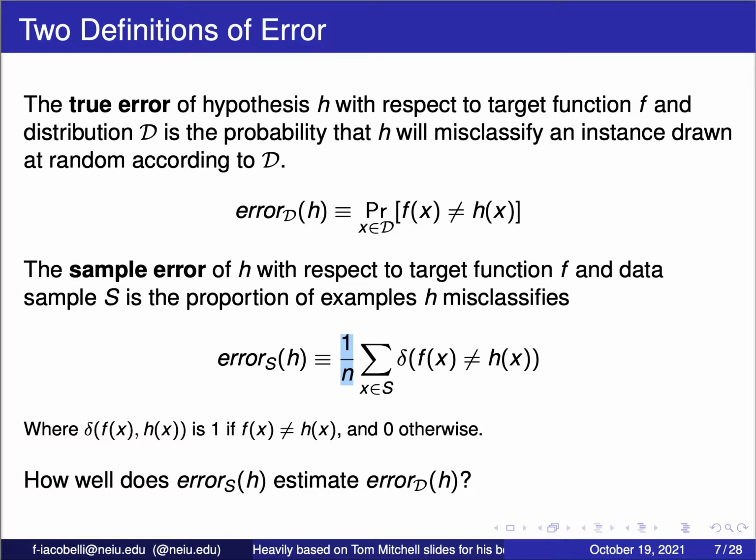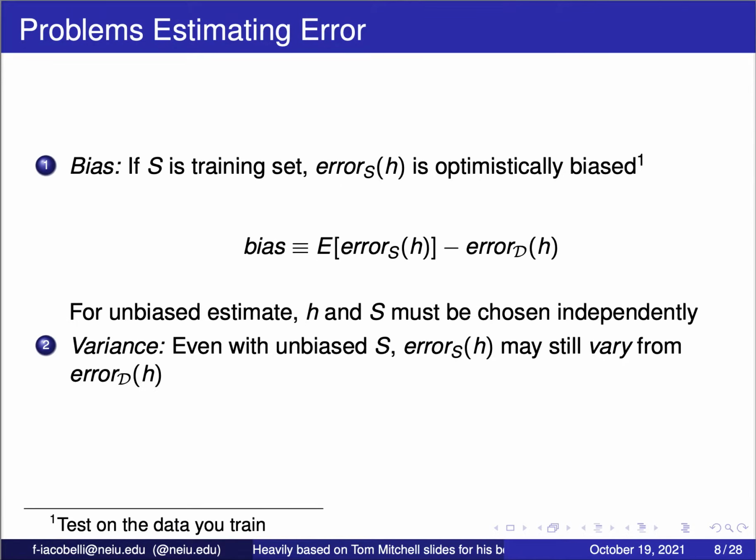Now, I'm going to go over one example in a second. Now, let's look at problems when estimating error. Well, if you train on data from a hospital, for example, if S is the training set, and I train my learner on that hospital data, and then I run that hospital data again to see if the learner learned well, that's optimistically biased, meaning I am testing on the same data that I used to train.